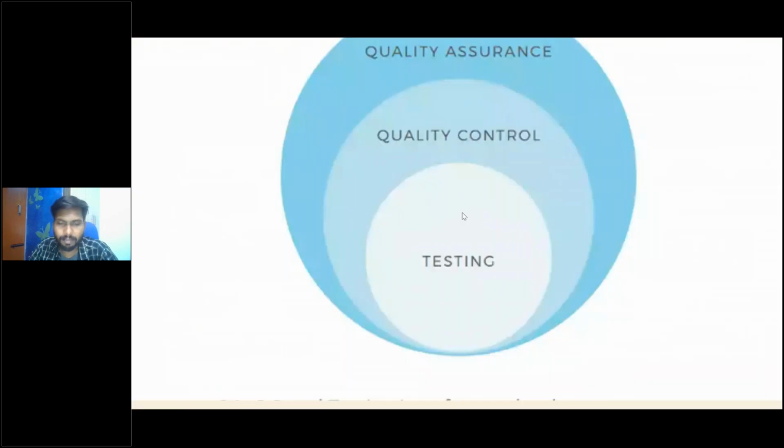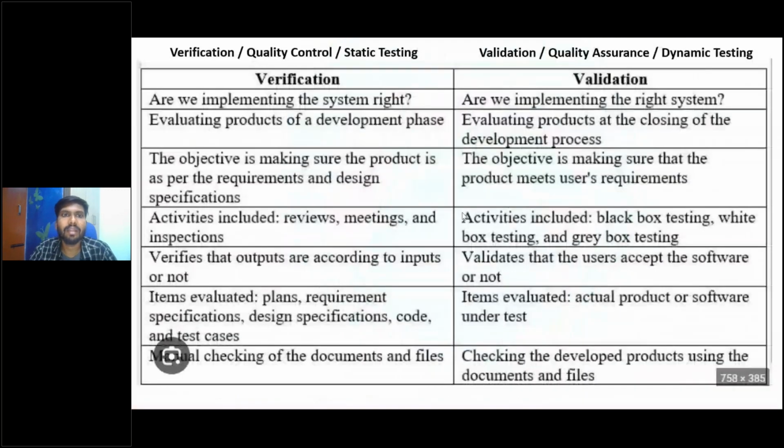Then the important interview question: what is the difference between quality control and quality assurance? Quality control is nothing but verification, and quality assurance is validation. In verification, we are just verifying whether we are implementing the system right. Whereas in validation, we ask: are we implementing the right system? Whatever we have done, whether it is right or not, we are double checking before delivering the product. That is what validation is.